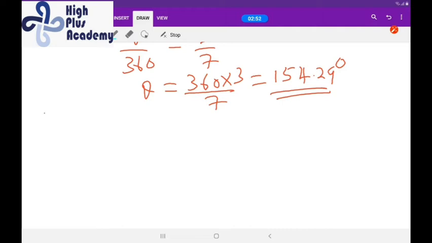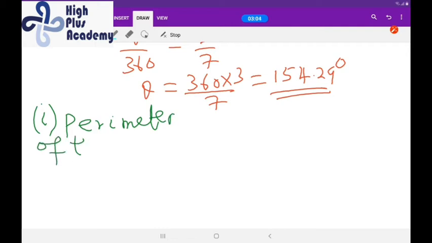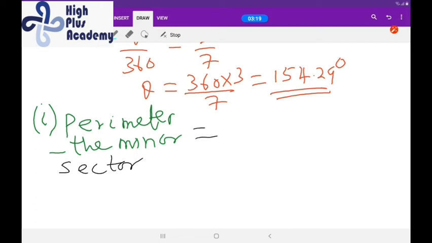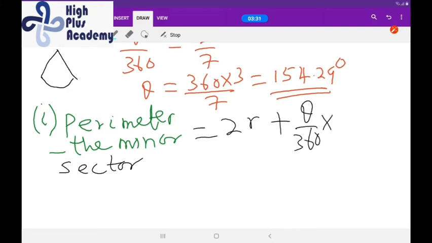So question 1 says, find the perimeter of the minor sector. What are the two things that form the perimeter? Minor sector, I beg your pardon. If you have two radii and an arc, we have what we call the sector. So we have two radii plus arc, theta over 360 times 2 pi r. Very good. We have gotten our theta.